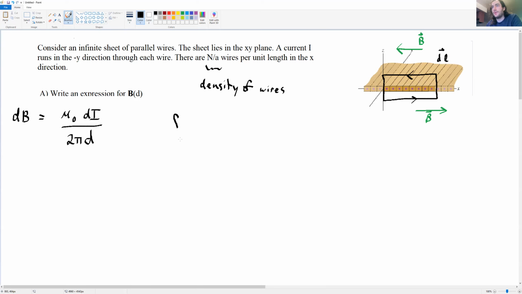Okay, so what is Ampere's law? For Ampere's law, we do this integral of B dot dl on this closed path here, and that is going to give us mu 0 times the current enclosed inside that loop, inside that closed loop.